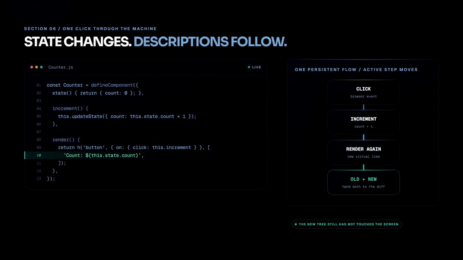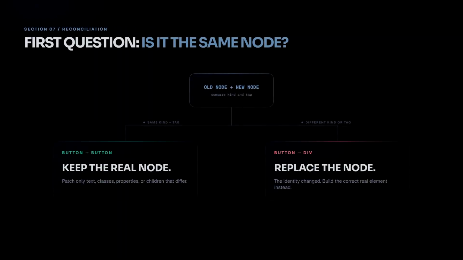It goes and sits next to the old one, and the two of them get handed off together to a part we have been building the whole time. The part that finds the difference between them and touches only that. That part, the one responsible for finding the smallest difference between the old tree and the new tree, is called reconciliation. Before it can find what changed, it has to answer one question.